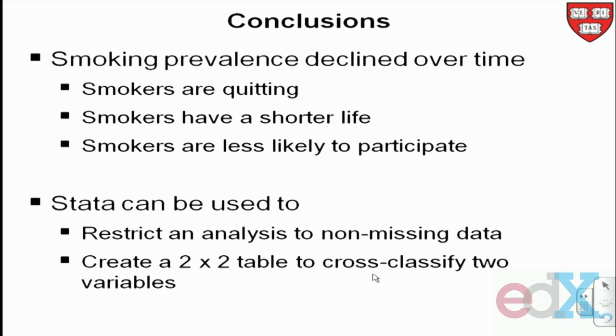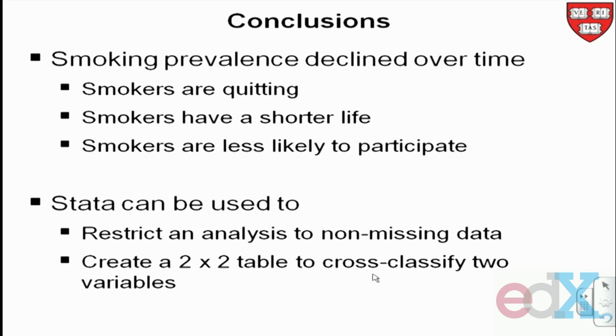So in conclusion, we saw that smoking prevalence declined over time in the Framingham Heart Study dataset. We suggested several different possibilities for why this may have occurred. It's possible that smokers are quitting. It's possible that smokers have a shorter life, and therefore they're not surviving long enough to participate in subsequent visits. Or it's possible that the reason why we have a prevalence declining over time is because they're less likely to participate even though they did survive.